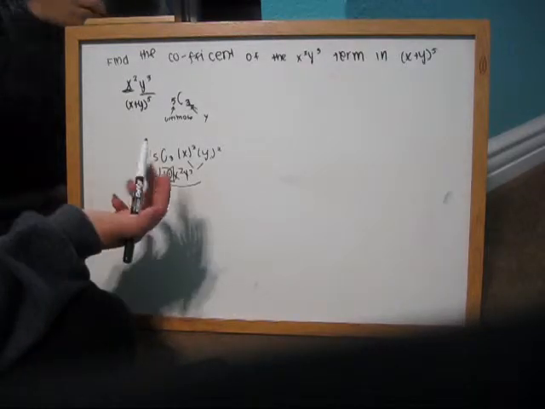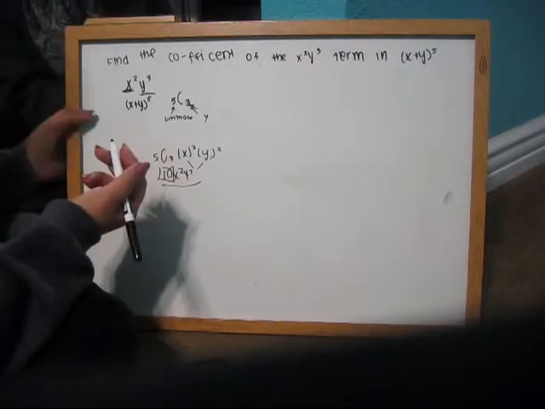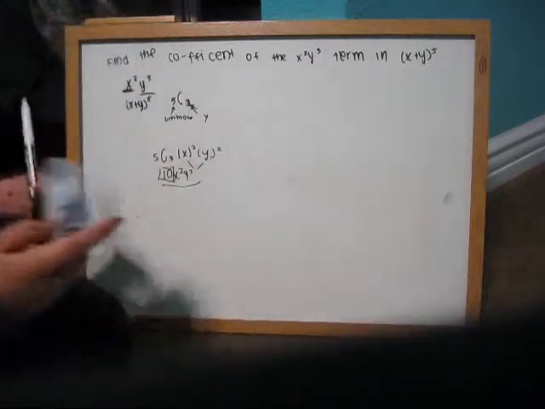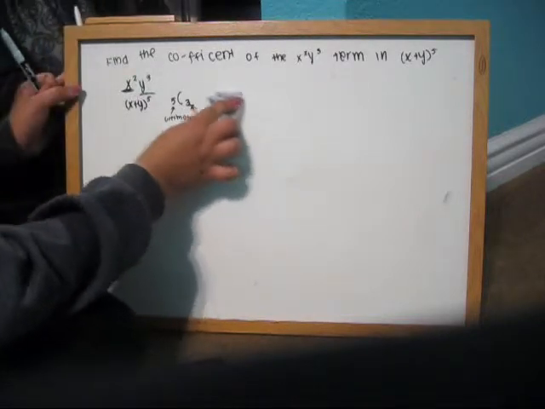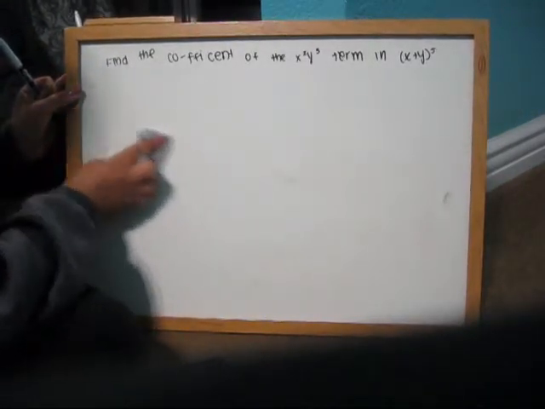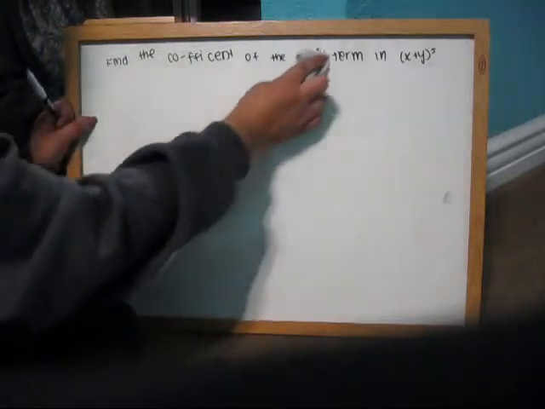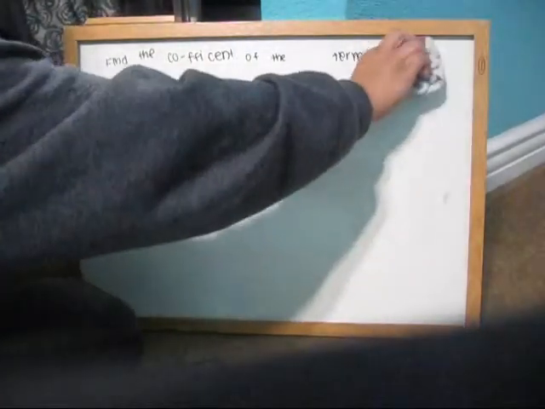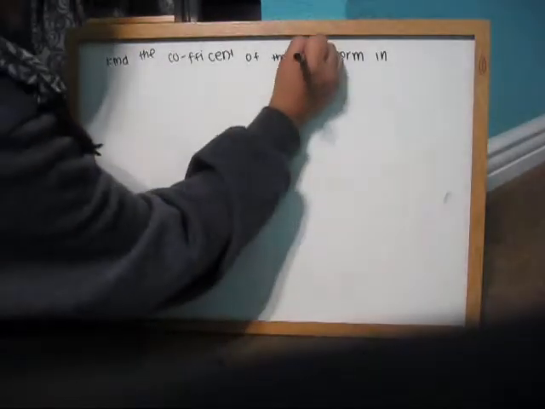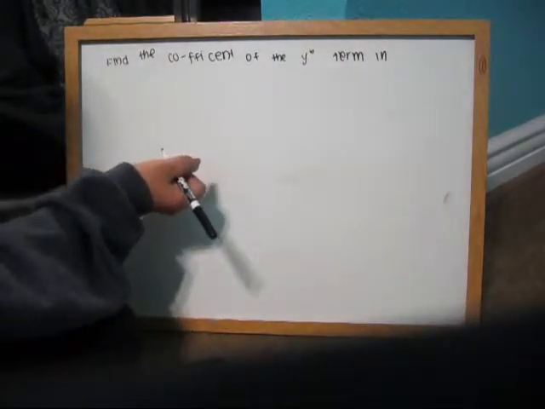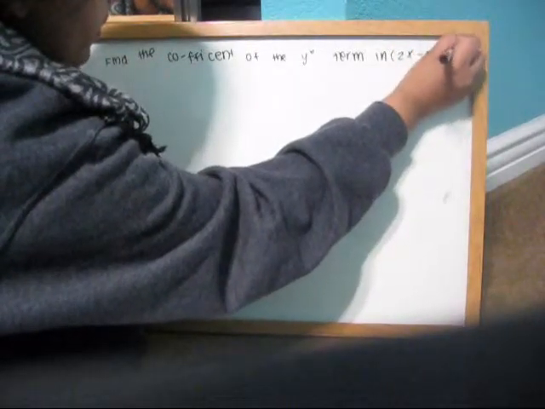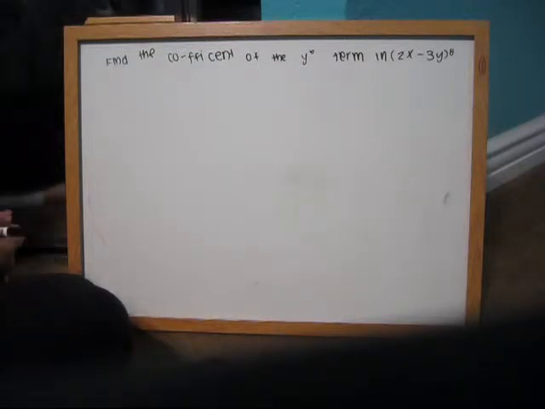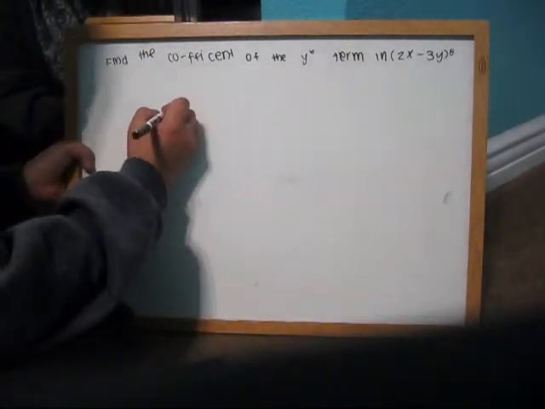I don't know if this makes sense or if I went too fast, so I'll put up another example, and then you can pause and try that one. If it works, it works, and if it doesn't, just ask me. Find the coefficient of the y to the sixth term in 2x minus 3y to the 8th. So click pause and try it. Okay, now you just click play because you're done.